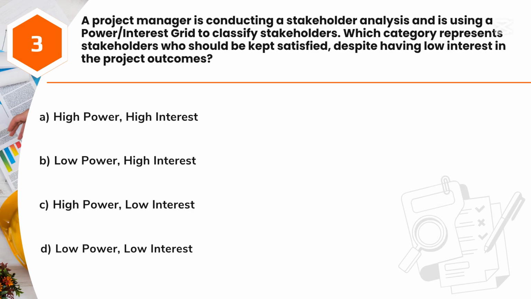Question 3. A project manager is conducting a stakeholder analysis and is using a power/interest grid to classify stakeholders. Which category represents stakeholders who should be kept satisfied, despite having low interest in the project outcomes?